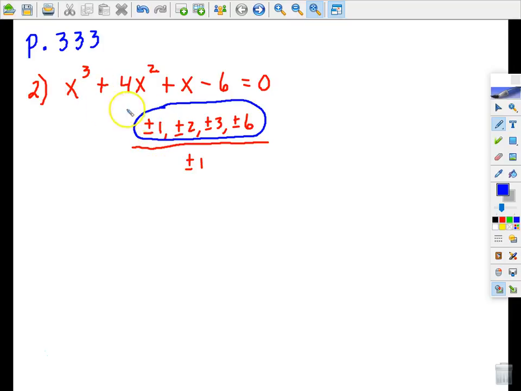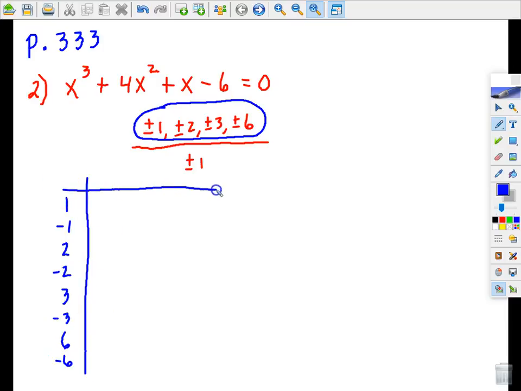So we're going to have to use the table that we talked about in class, using these possible rational roots down the side of our table. And then across the top of our table, just like you did with synthetic division, you're going to list the coefficients and the constant. Let me get rid of this since we already know what our possible rational roots are. I'll erase that denominator. So 1, 4, 1, and -6.